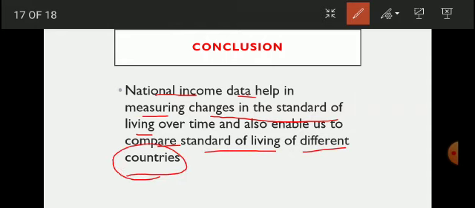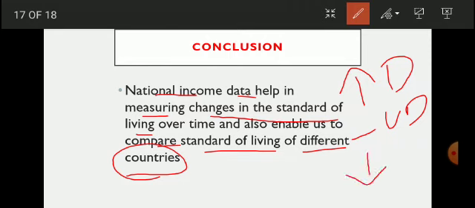What is the standard of living? If the country is earning a high level of national income, it is called a developed country. A medium level of national income is called an underdeveloped country, and a low level of national income is called an undeveloped country. Okay, so this is the standard of living.